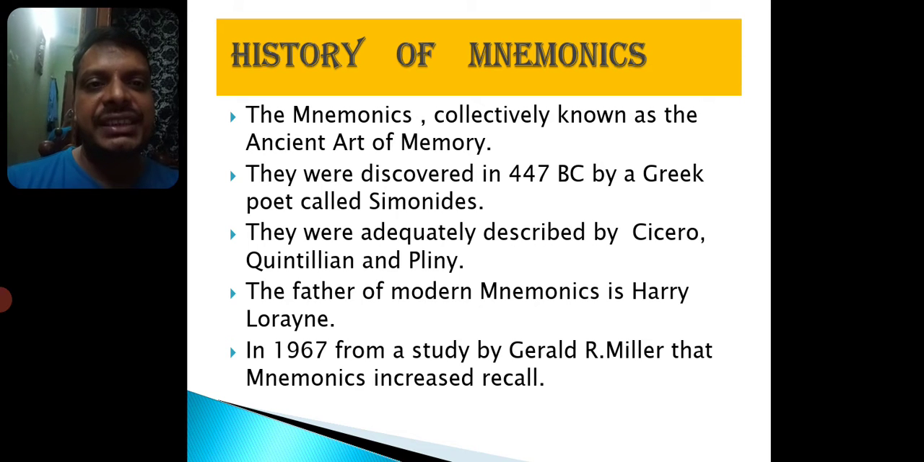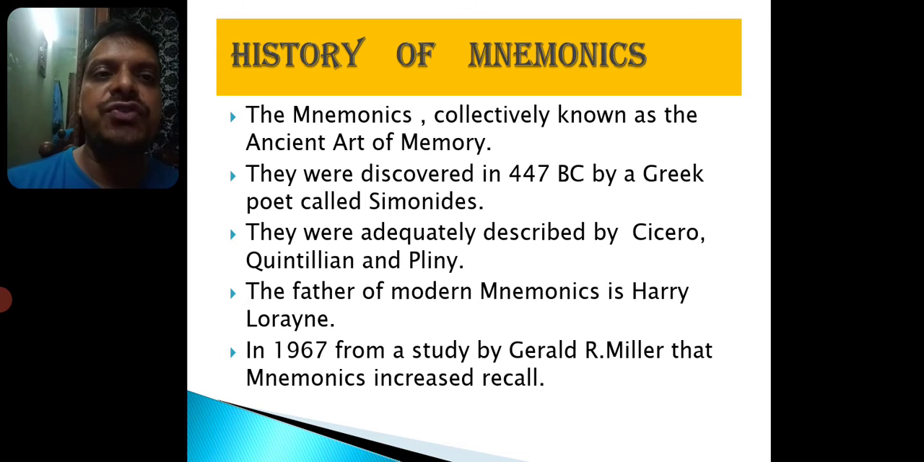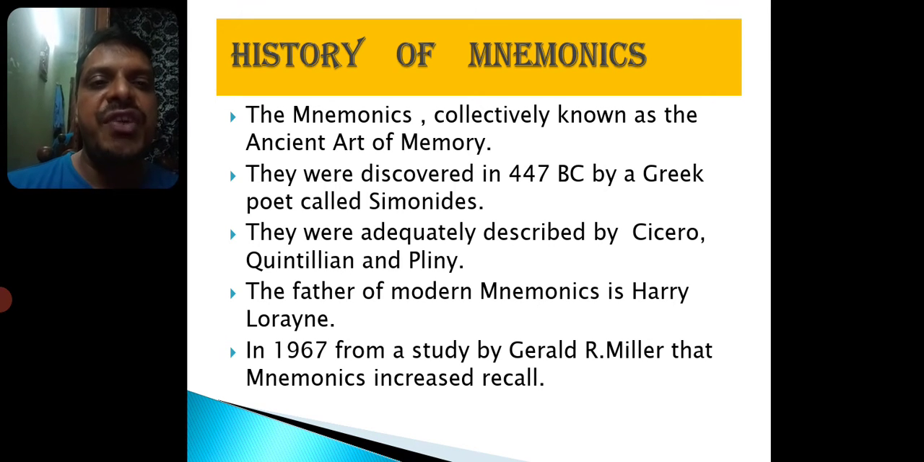What is the history of mnemonics? Mnemonics have a long history. The word mnemonics is collectively known as the ancient art of memory. This kind of technique was discovered in 447 by a Greek poet called Simonides. And these mnemonics were widely described by ancient Greek philosophers like Cicero, Quintilian and Pliny. And when you come to the modern age of mnemonics, Harry Lorraine is described as the father of modern mnemonics.